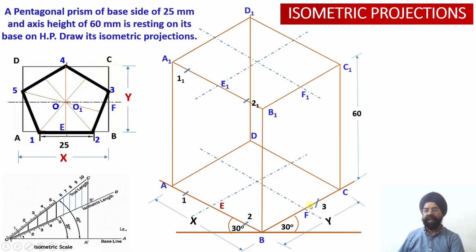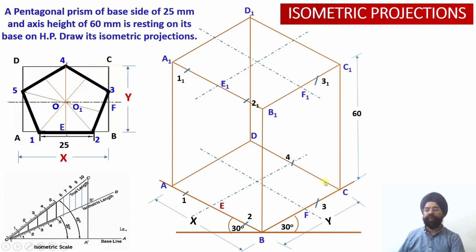And this will be lying above the axis line. Similarly, distance of B1 and 3 has been marked and this distance will be over here B3, right? Then we have marked point 4.